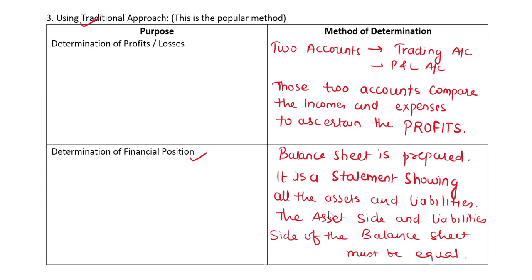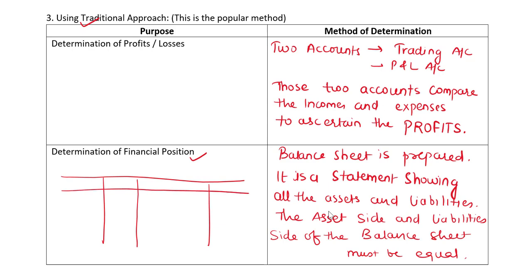For a sample, I'm showing it over here. This side is known as the asset side and this side is known as the liability side. And the balances must tally automatically.